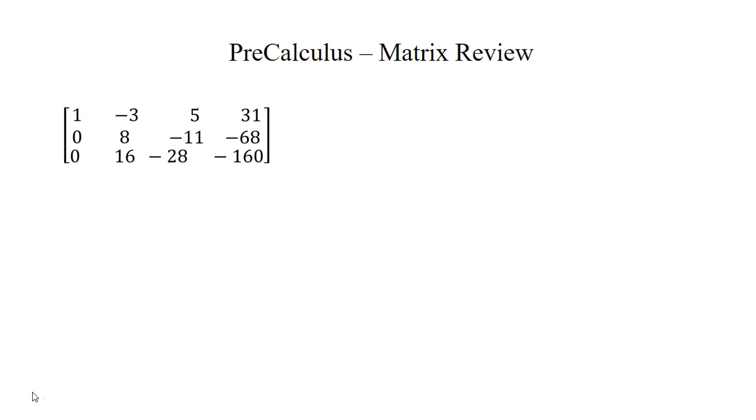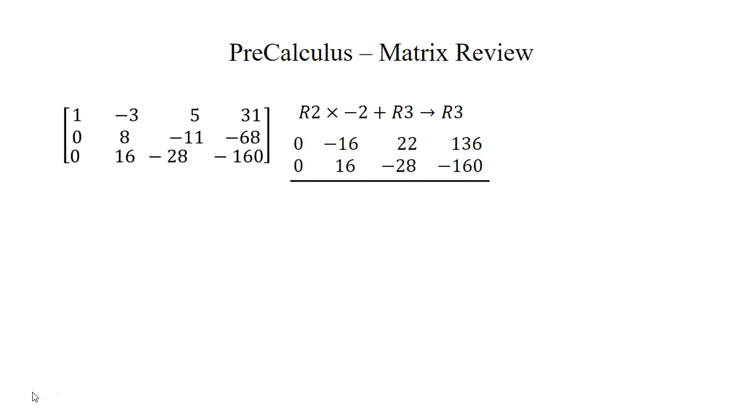So I'm going to substitute that into row 3 in the matrix. And now I want to eliminate the 16 in column 2. So I'm going to take row 2 and multiply it by -2 and add it to row 3. I'm going to add these together, and that eliminates 2 coefficients in row 3.